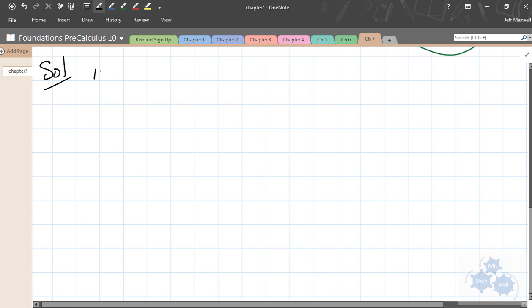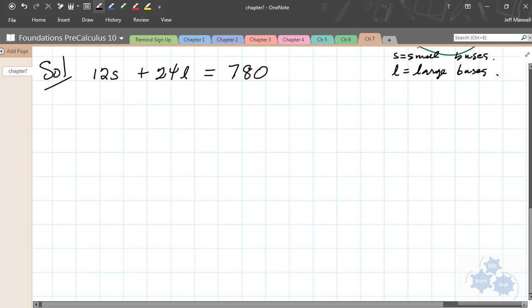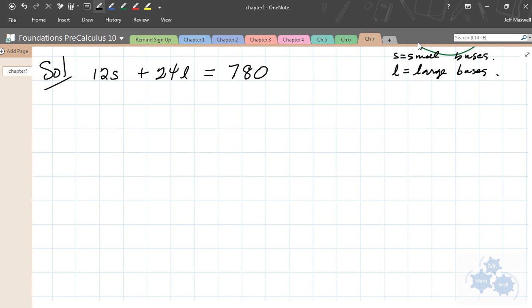So, we've got 12 times, and I'm going to make S equal to the small buses. Okay? S is small buses. Plus 24, and let's say L, that's for large buses. Okay? Large buses. And that's got to equal 780 students. And we know that there's different combinations that would work for that one.